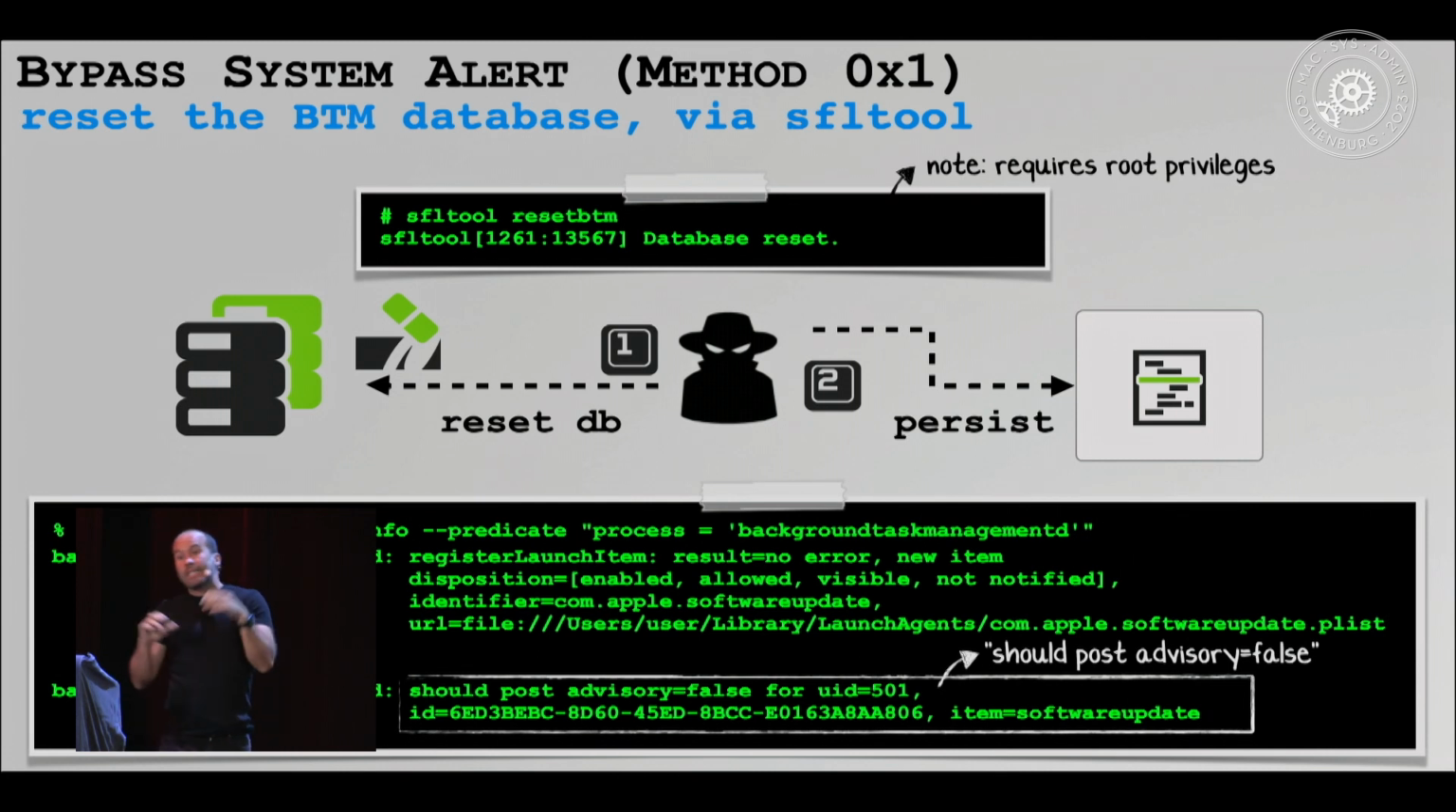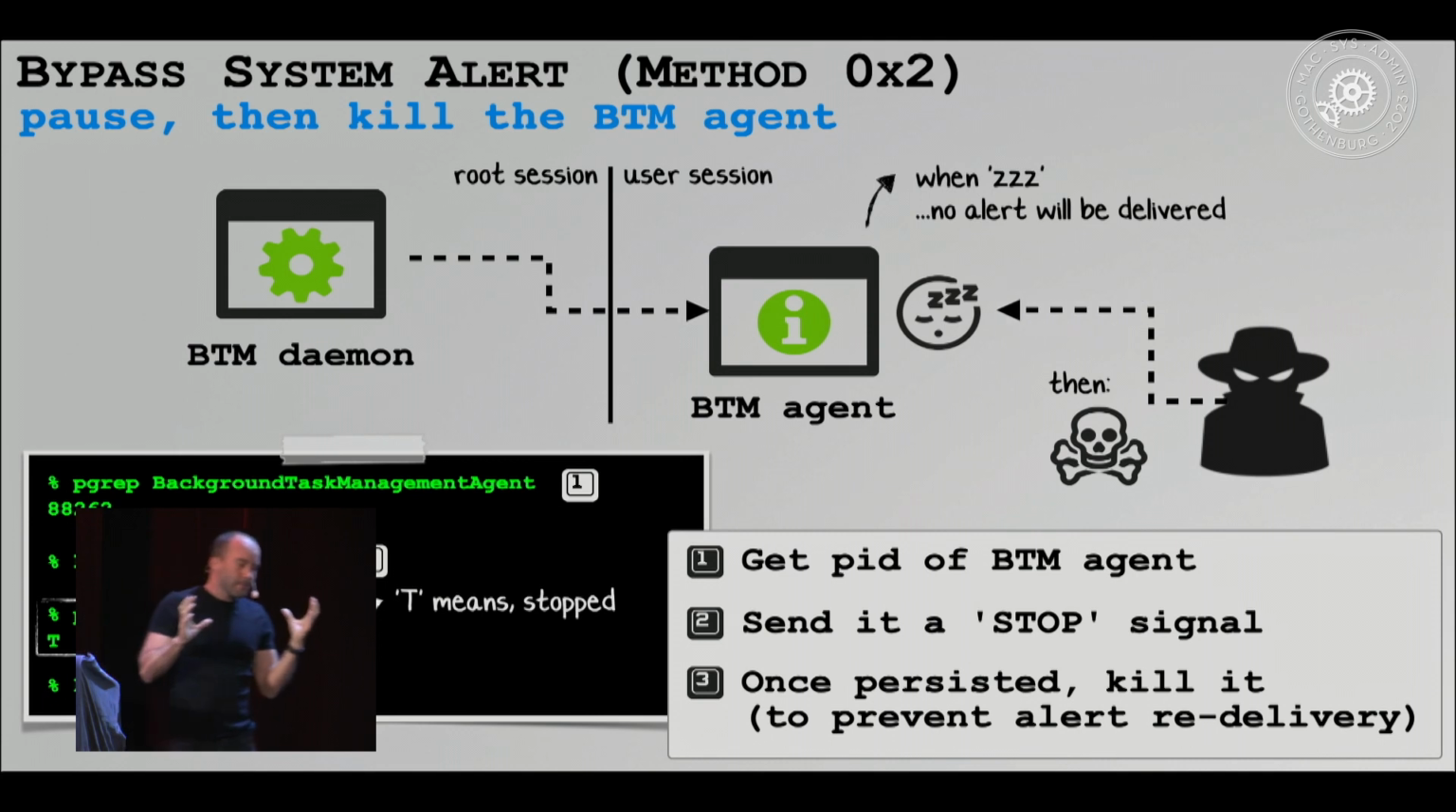And note, this doesn't actually impact system functionality. As soon as the box is rebooted, the database is automatically rebuilt, including any new items that were persisted after the reset, but no alerts are ever generated. So it's not like when you reboot, there's a new alert. So this is a neat way. One problem is it requires root privileges to execute. So I was like, okay, this is a neat attack, but I want more. I want something that a normal user, a piece of malware running with average permissions, can utilize.